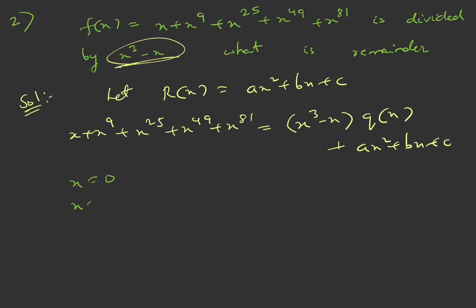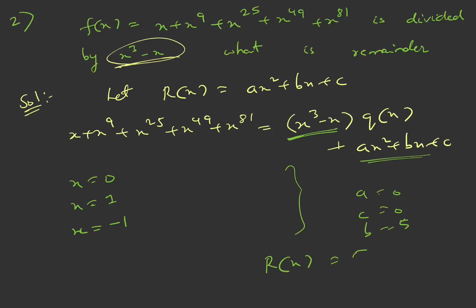Now if you put x equals 0, x equals 1, and x equals -1, the divisor term will be 0, right? So you will have three equations in a, b and c, and if you solve those three equations, you will get a as 0, c as 0, and b as 5. So the remainder will be 5x, right? You can solve these equations and finally get the remainder as 5x.